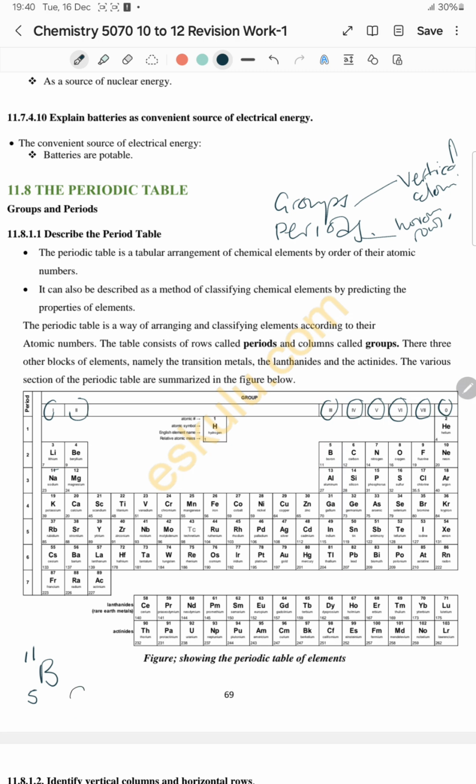So if you write the configuration, this is 2, 3. That's why boron is in group 3, because of the 3 electrons in the outermost shell. Remember, we said what determines the group in which the element is placed is the number of electrons in the last shell.